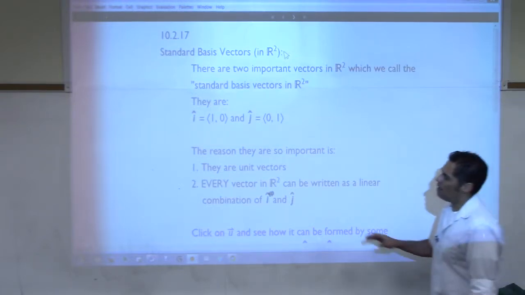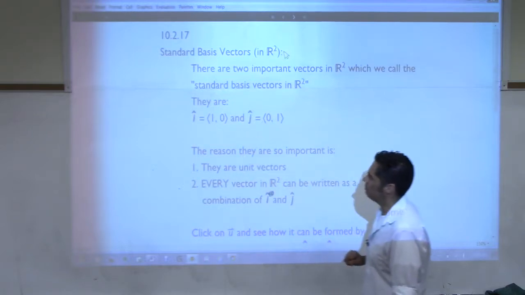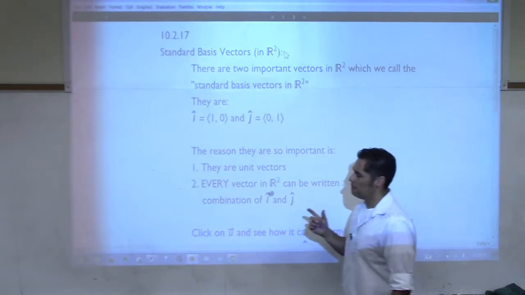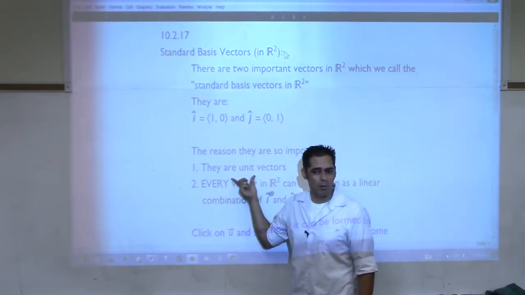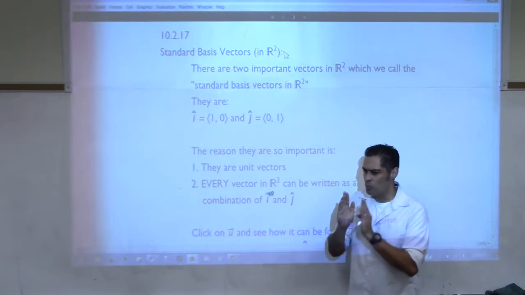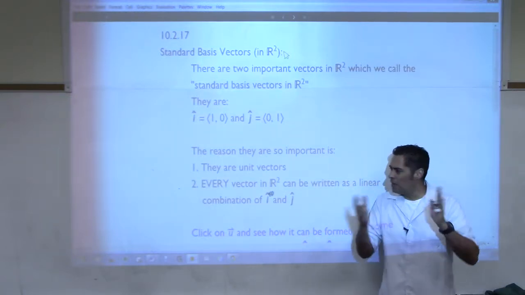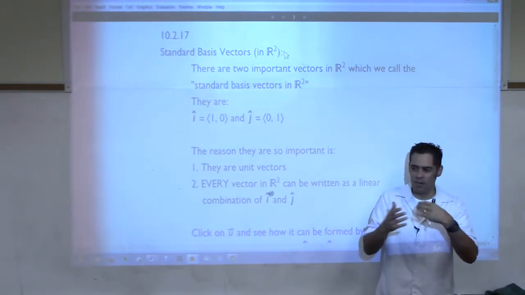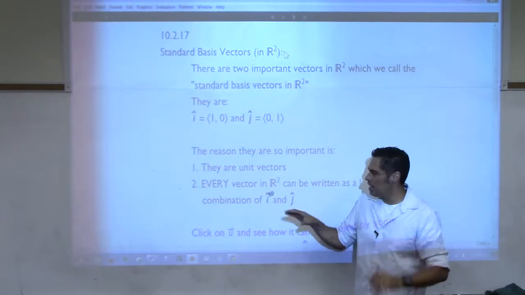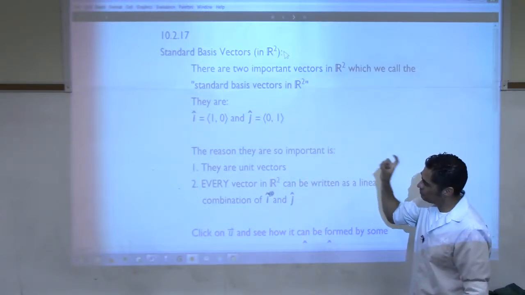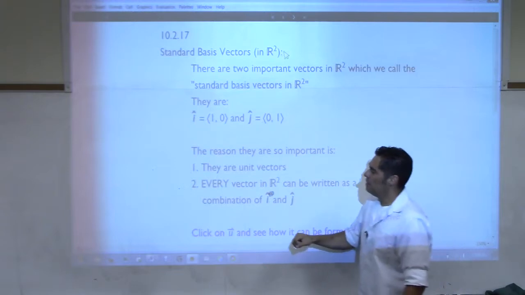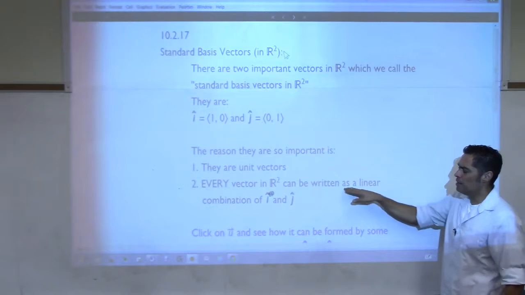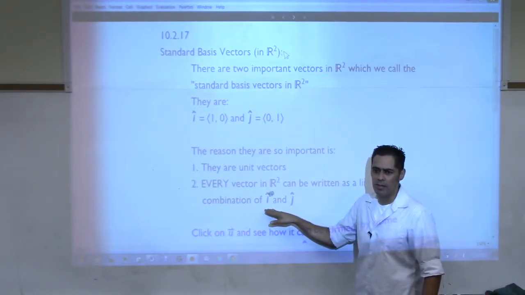But let's talk about why these vectors are so important, right? Why we use them. First of all, they're unit vectors. And unit vectors are easy to work with because having a length of 1 helps things stay in control as you multiply things. It's like when you multiply, 1 doesn't change anything. Same sort of idea. The fact that they have a length 1 is a good thing. And then every vector in two-dimensional space can be written as some linear combination of these two vectors.